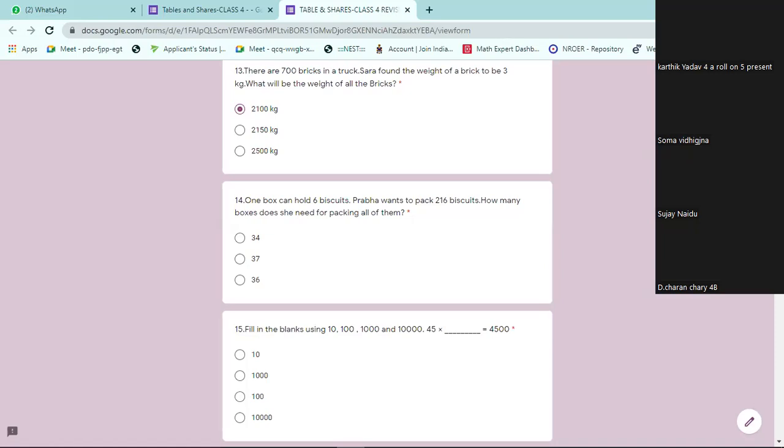Many students' cameras are off. Karthik Yadav, Vaidivnas, Sujay, Charanchari, Navateja, Reshwan, Zareen, Pallavi, Harshika Reddy, Gyaneshwar. All the cameras are off.